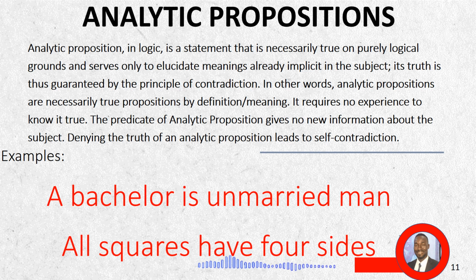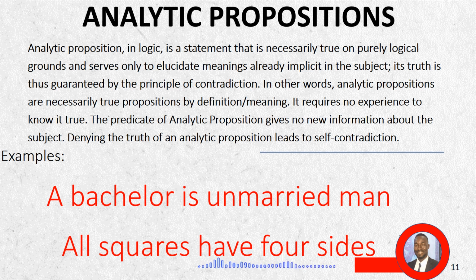For example, a bachelor is a married man. In this example, we'll find out that the meaning of a bachelor is a man who is unmarried. Therefore, to say that a bachelor is a married man would mean a self-contradiction, because you are mentioning bachelor and at the same time saying the bachelor is married, which is self-contradiction. So to deny the truth of an analytic proposition will lead to you contradicting yourself.